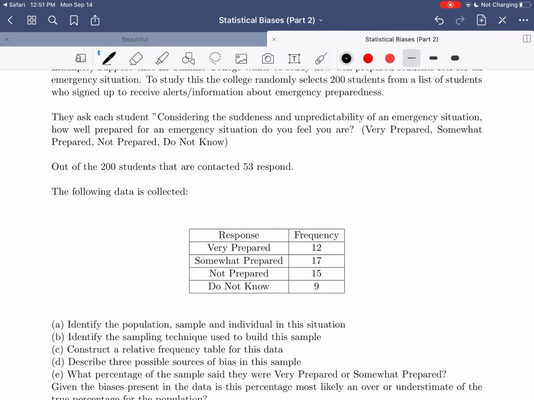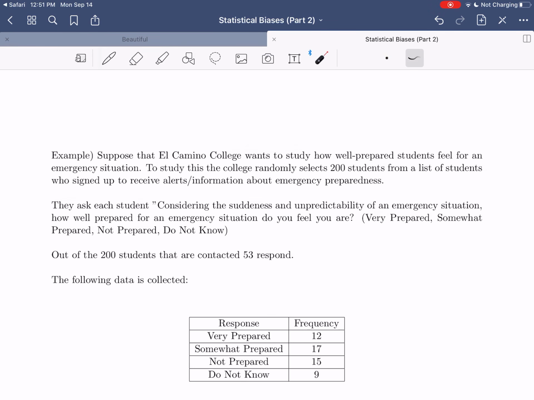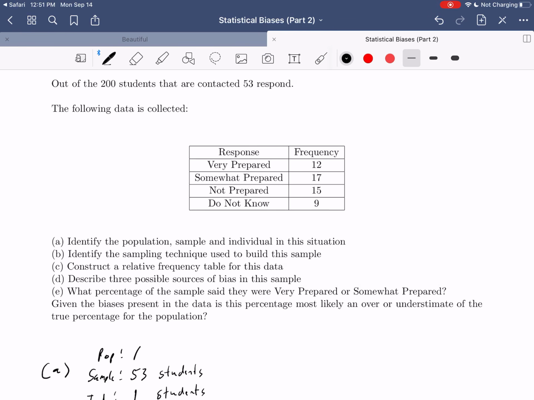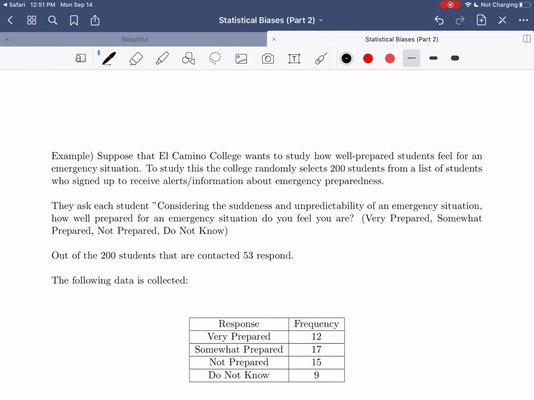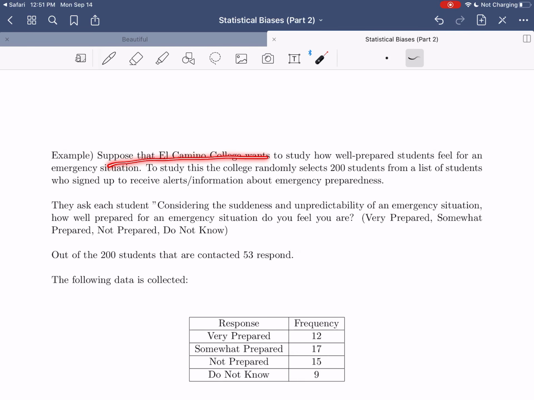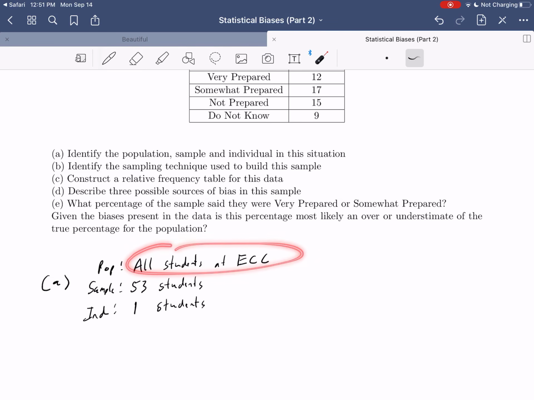Well, we'd want to say all students, but we are saying specifically all students at El Camino College. So the population here would be all students at ECC. That's the one we were trying to study, right? Because it said we want to study how well prepared students feel for an emergency situation at El Camino College. So we'd say all students at El Camino College.